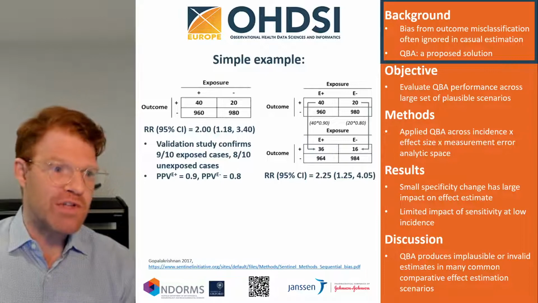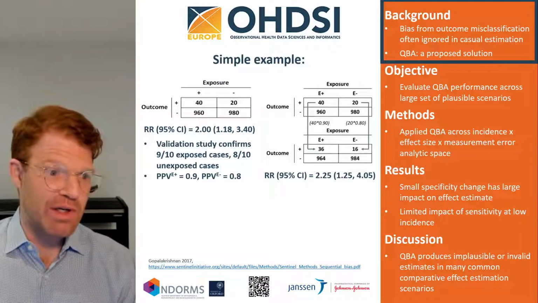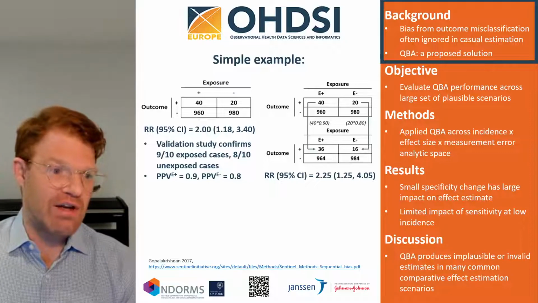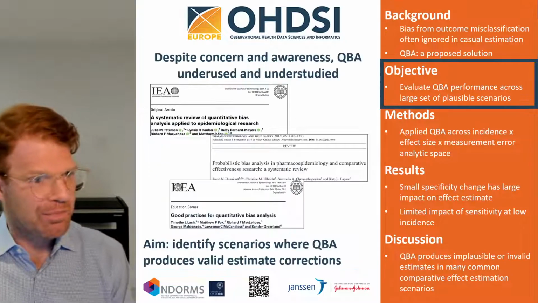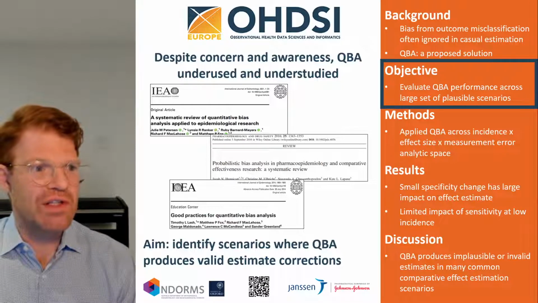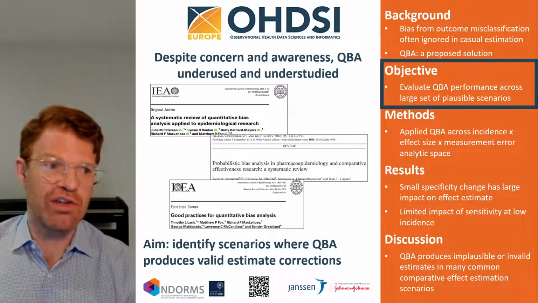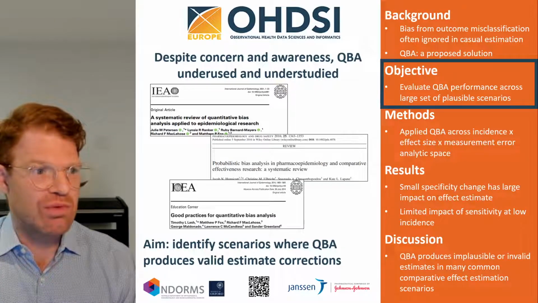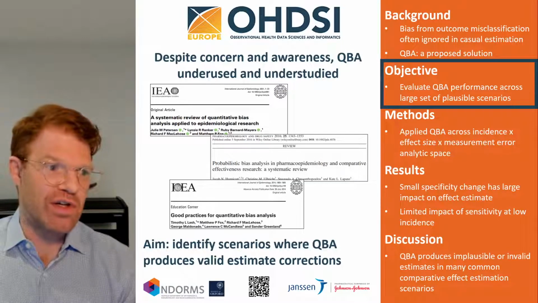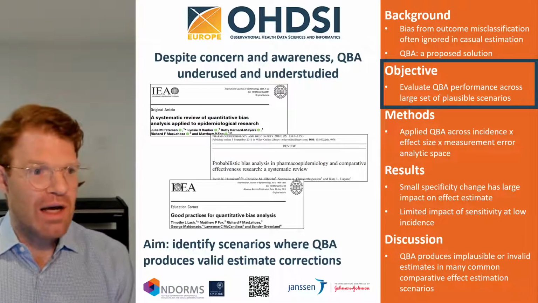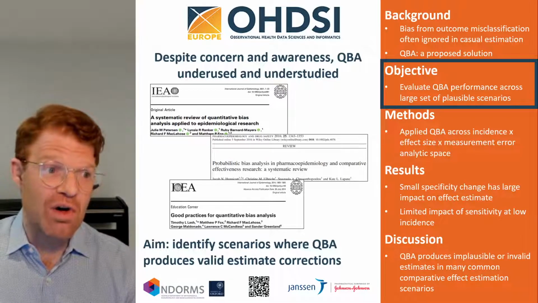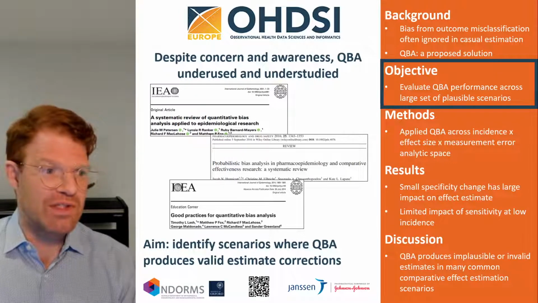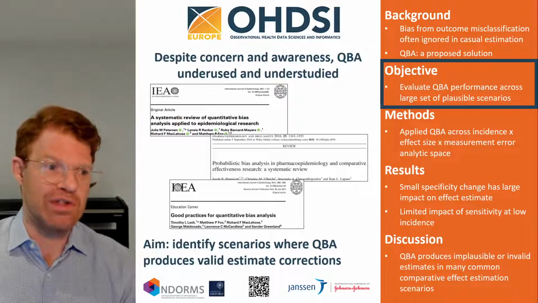But a main problem with these types of algebraic table rearrangement equations is that certain input combinations can produce negative corrected event counts, and this invalidates results. Despite awareness, QBA adoption is low and generally understudied in pharmacoepidemiology. The input combinations or scenarios where QBA produces valid or plausible results are not well understood. By valid, I mean where the corrected contingency tables have all non-negative event counts, and by plausible, I mean where the corrected effect estimates don't differ from the uncorrected by many orders of magnitude.